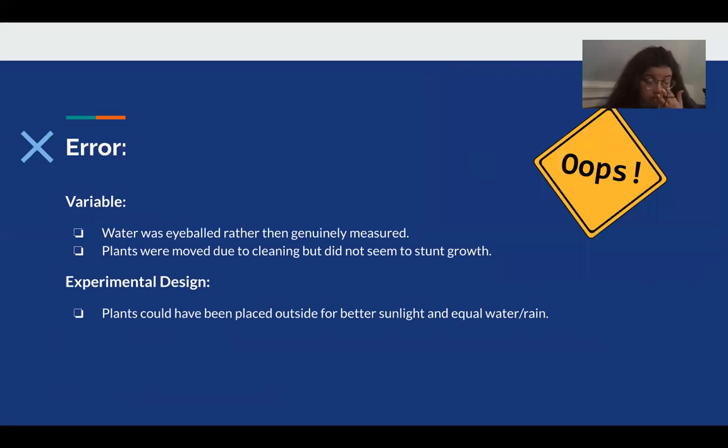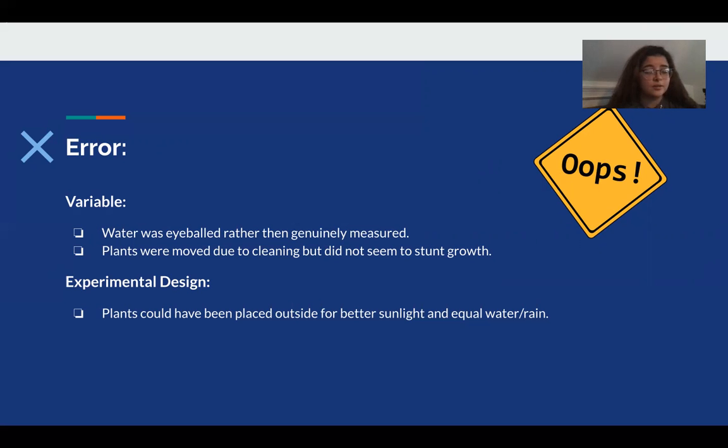My discussion: some errors here could have been the water was eyeballed rather than genuinely measured, and the plants were removed due to cleaning but did not seem to stunt the growth. They were moved for roughly half a day away from the windowsill sunlight. They were just put in the middle of the kitchen, but that didn't really change much.